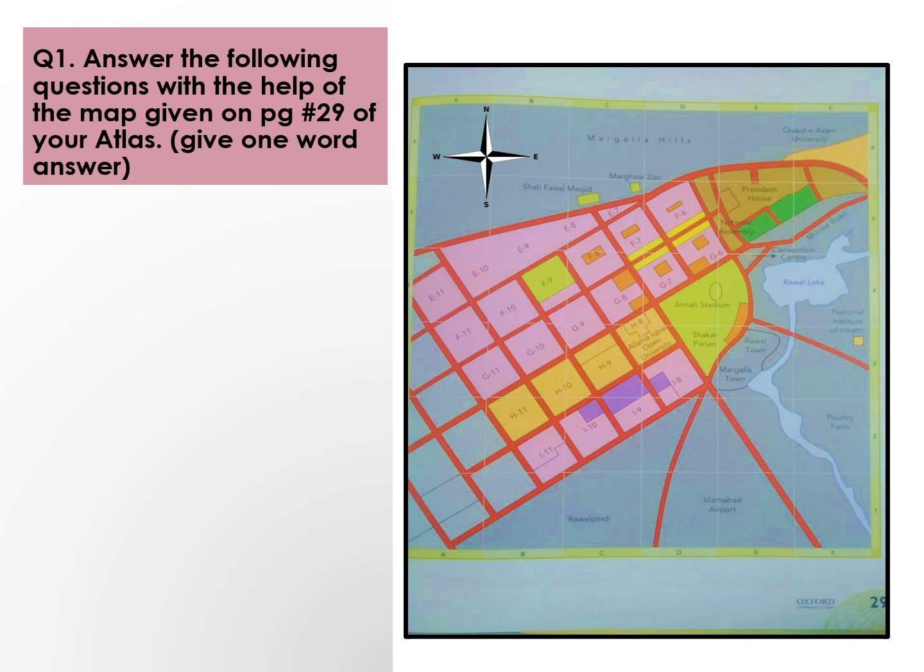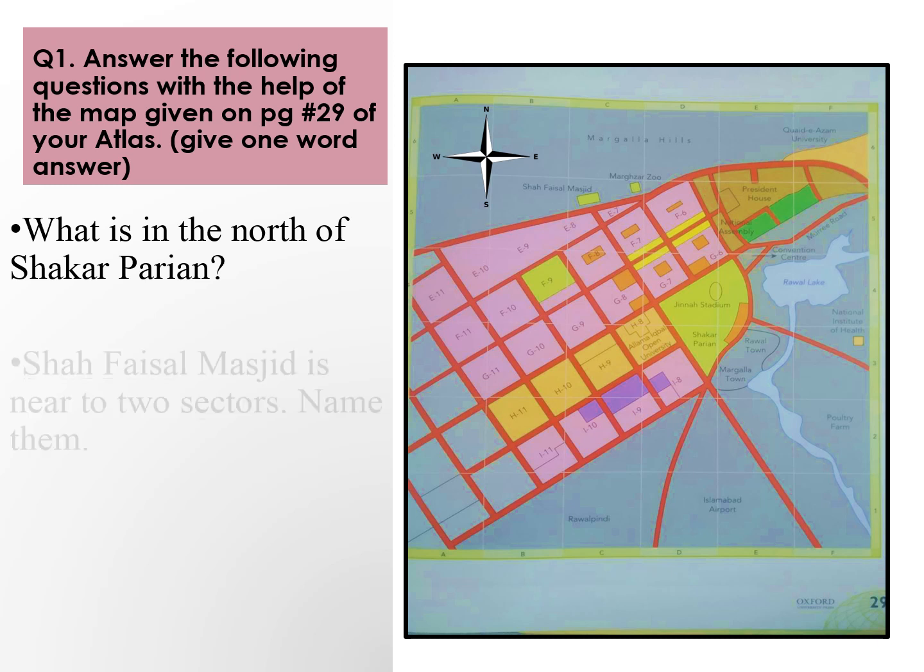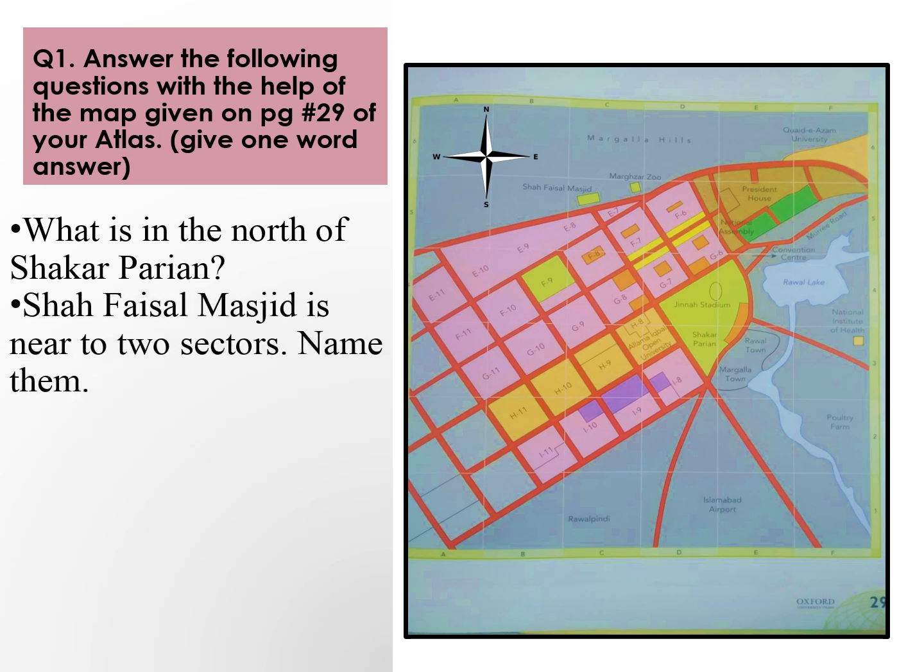Question number 1. Page 29 shows the map of Islamabad. What is in the north of Shakarparian? You have to find Shakarparian on the map and see what is to its north. Question number 2. Shah Faisal Masjid is near to two sectors. Name them. Same goes here. You have to find Faisal Masjid. Then you're going to look for the sectors that are near to it.